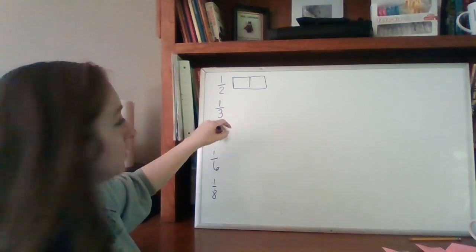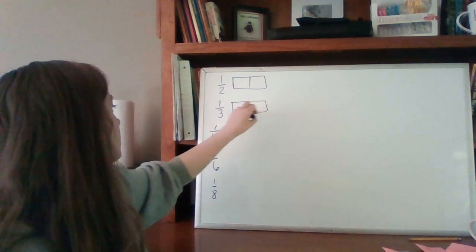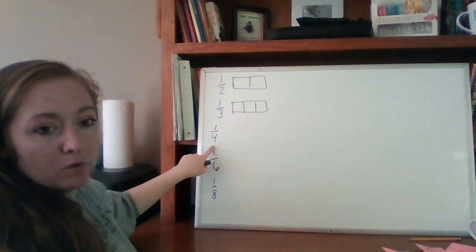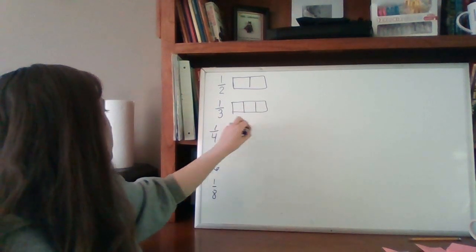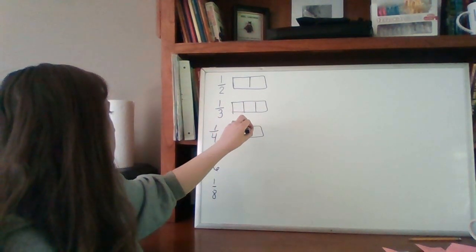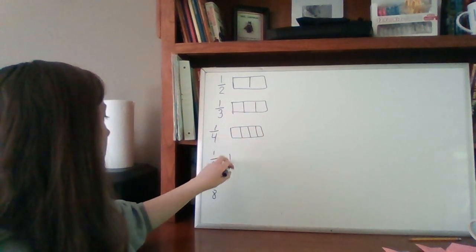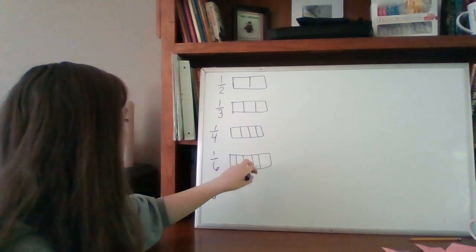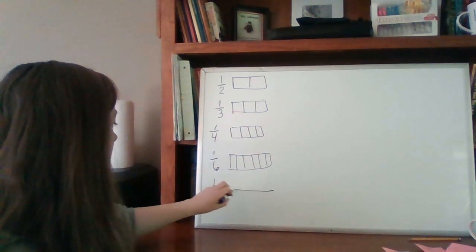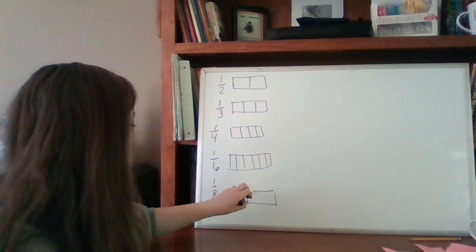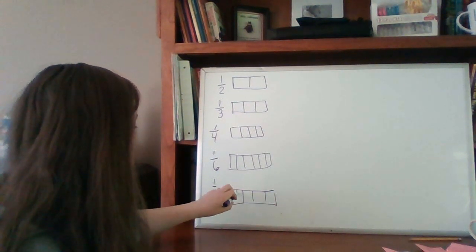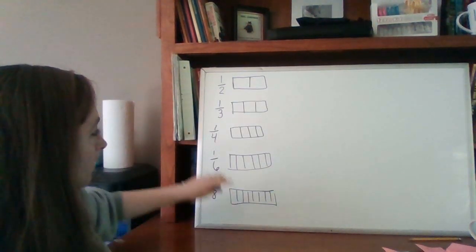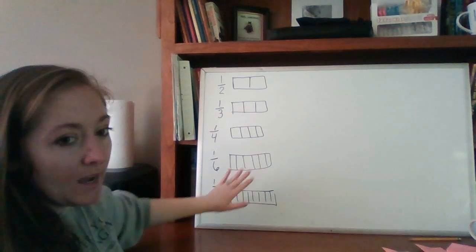This one I'm cutting into 3 pieces. So I'm going to cut it into 3 equal pieces. I'm going to cut this one into 4 pieces. I'm going to cut this one into 6 pieces. I'm going to cut this one into 8 pieces. Okay, this right here, without shading, just cutting it into these pieces.